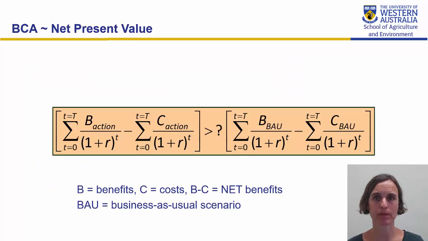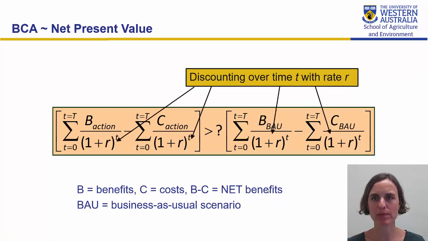Now, this is the same idea, benefit cost analysis in equation form. We look at the net present value. So the net value means the benefits minus the cost, net benefits. We look at the benefits of taking action, the cost of taking action, and we're looking at whether those net benefits are greater or smaller than the business as usual scenario.